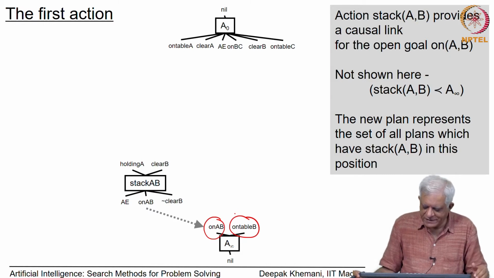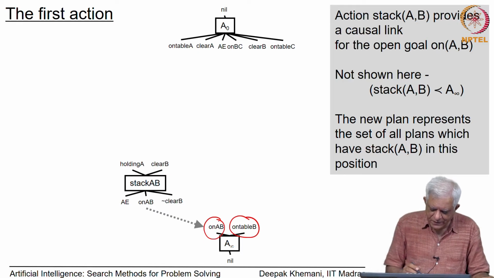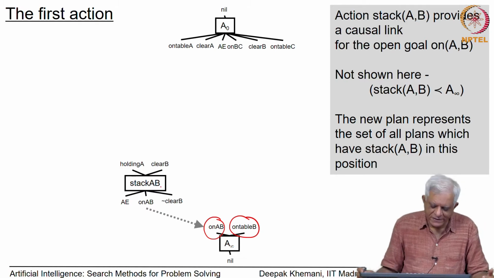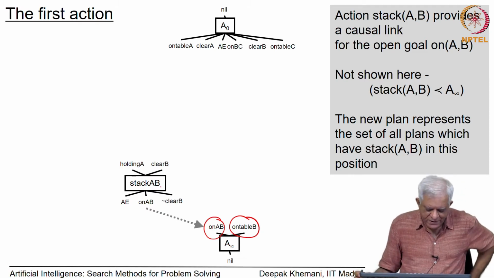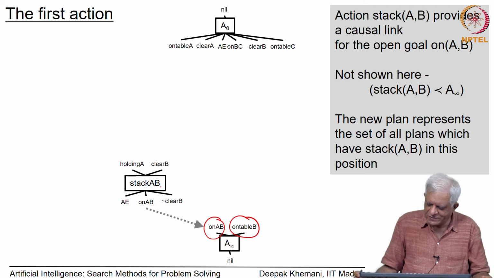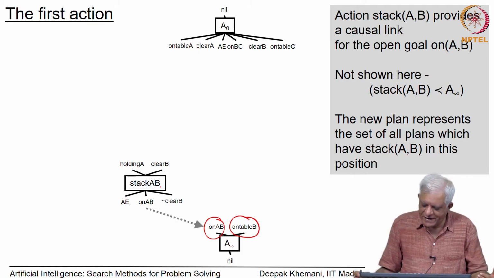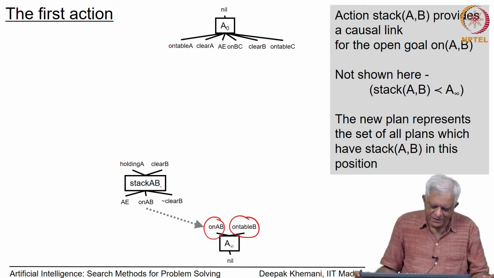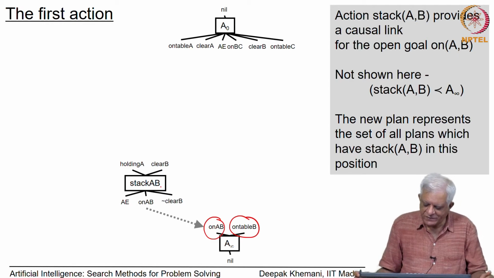So, clearly, as we have seen by now, that to cater to this open goal on A B, the action that is relevant is stack A on B. So, we add this action to the plan essentially. So, what does that mean? That we add this action stack A B into the first set, which is a set of actions.